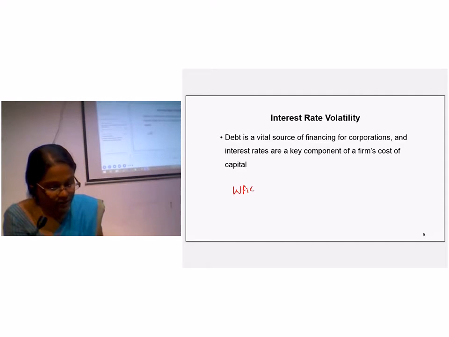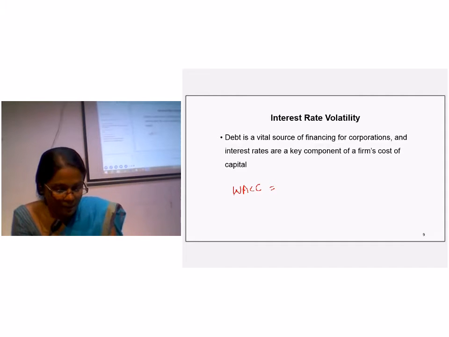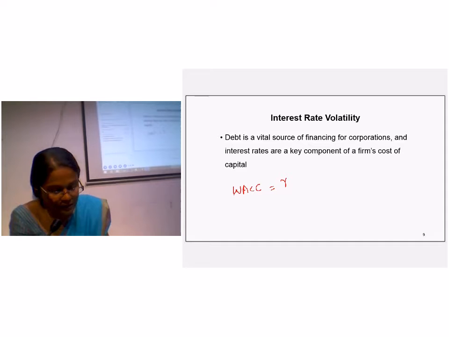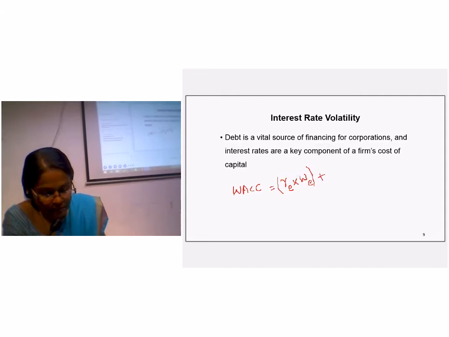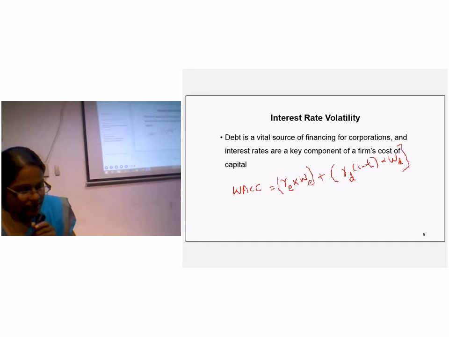Can you write it? Cost of equity, RE, into weightage, right? How much we are using, and then the cost of debt. Do we have any adjustment here? Yes, we have a tax adjustment, 1 minus T, into the weightage of debt. Right, so this is the cost of capital equation.